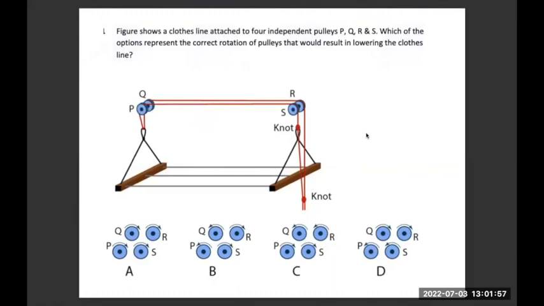You would have seen this kind of a mechanism in many of the households now. This is for drying out clothes. It's a cloth line for drying clothes. You're given this PQRS, which are different pulleys, and what is the correct rotation of the pulley which will allow for this cloth line to come down? The cloth line is supposed to come down.